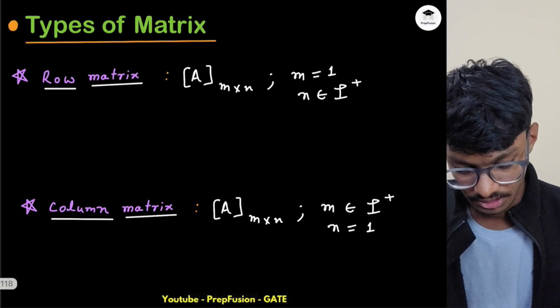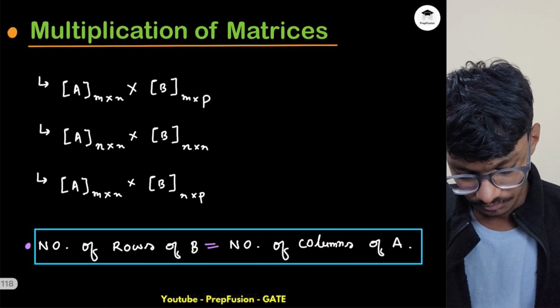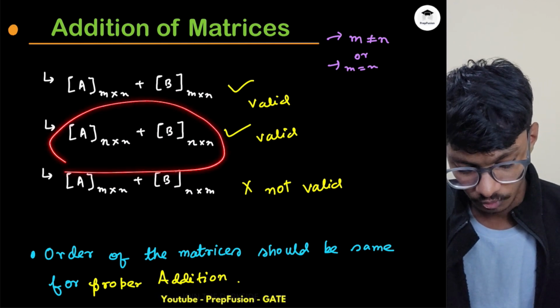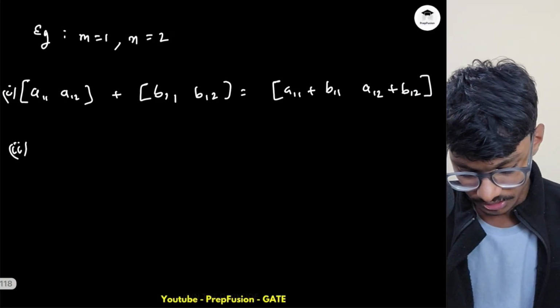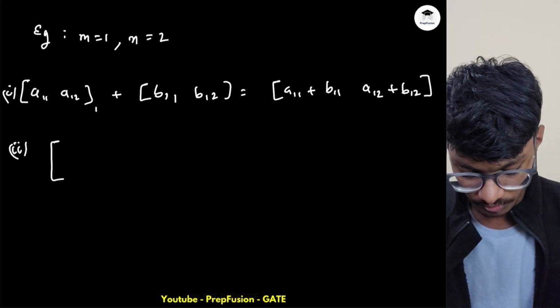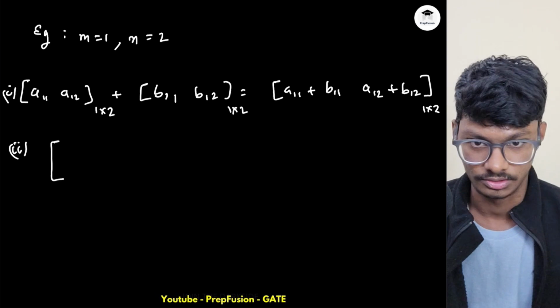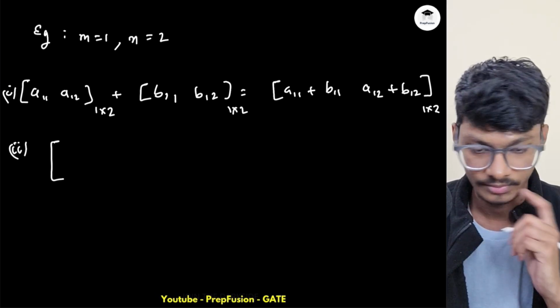So what was the second case? Second case was this n cross n, where both of them are the same. So here 1 cross 2 plus 1 cross 2, and the resultant will also be 1 cross 2. Okay, they will be the same, the resultant order will be the same.